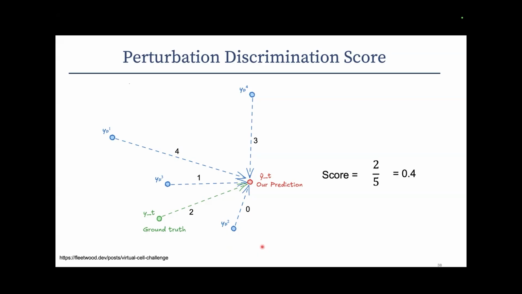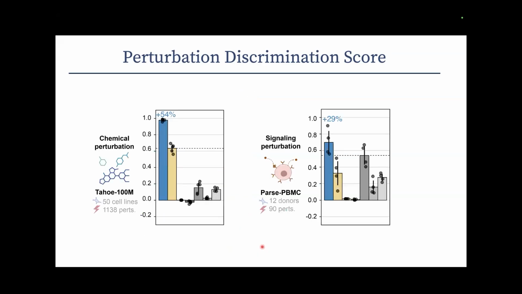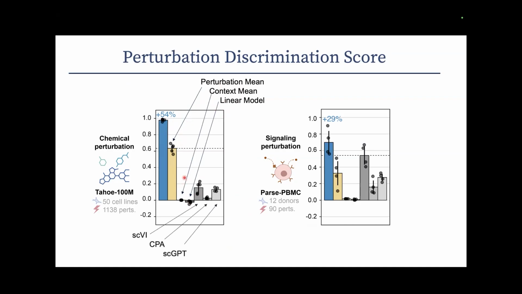Any questions? Okay, so this was a very informative model, and we applied this to a couple of different data sets. And you can see that in blue here is the prediction made by State. We compared this to the 3 baselines I mentioned earlier. So you have the perturbation mean model, the context mean, and a linear model. All of them don't perform very well. But they still perform better than the existing deep learning baselines, including SCVI, which is a variational autoencoder, CPA, which is also an autoencoder, and scGPT, which is a transformer-based foundation model.